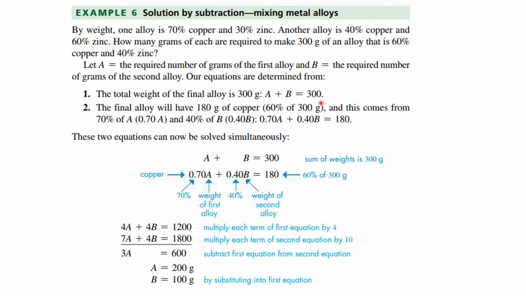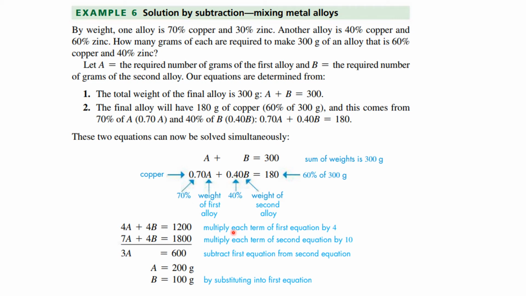A plus B has to add up to 300, and the final alloy will have 180 grams of copper. That's because you get 60% of the 300. And so 70% of the first plus 40% of the second is equal to 180. And so we get values that look like this. A plus B add up to 300. 70% of A plus 40% of B is 180.